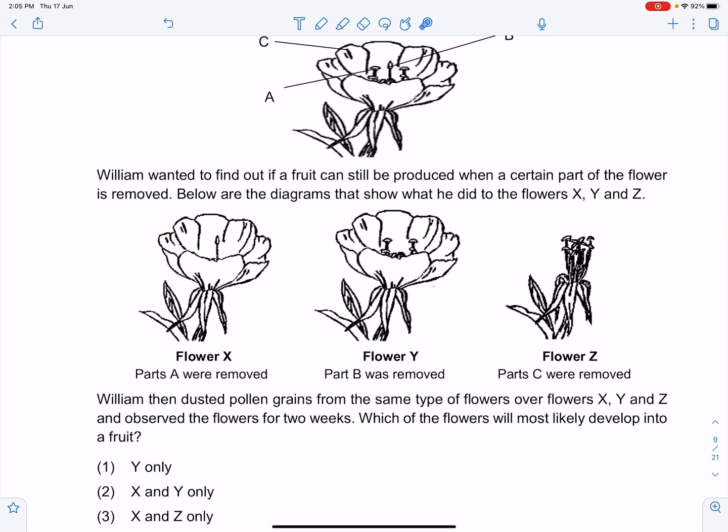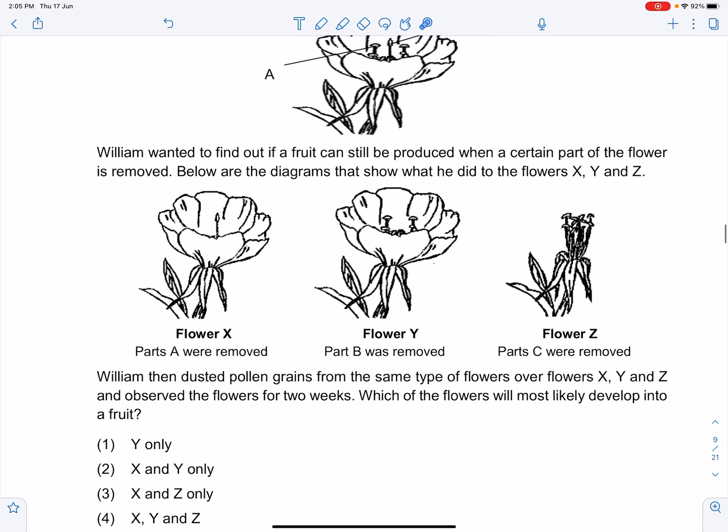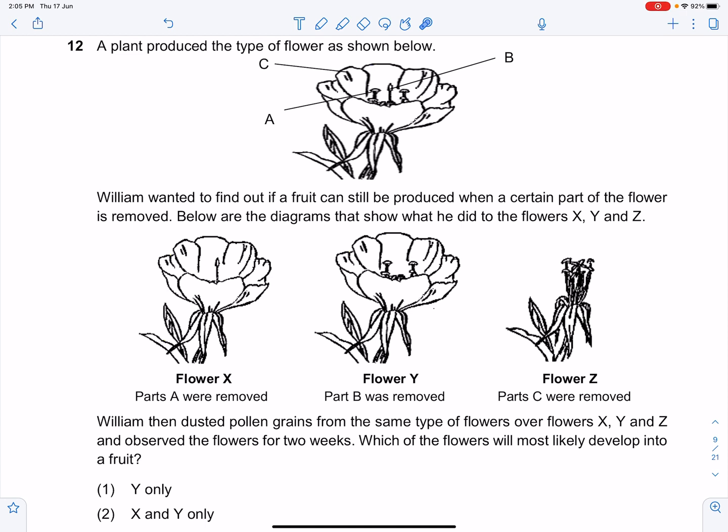So if you take a look at it, X, in this case, part A was removed, so A is actually the anther. Now you really do not need the anther. The anther is where the pollen grains are, right? So remember, William's going to dust it, so it doesn't matter. So flower X will still be able to have a fruit because B, which is the stigma, is still there, which is the female part.